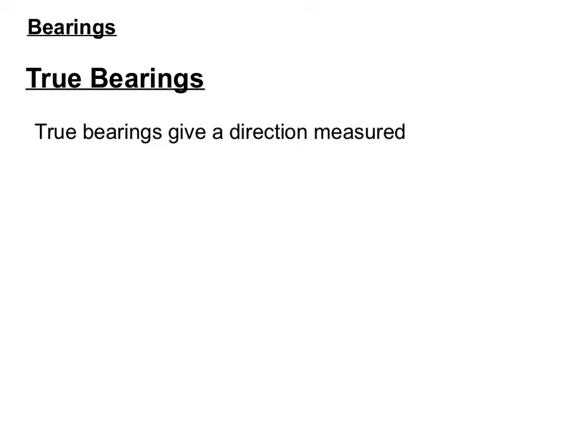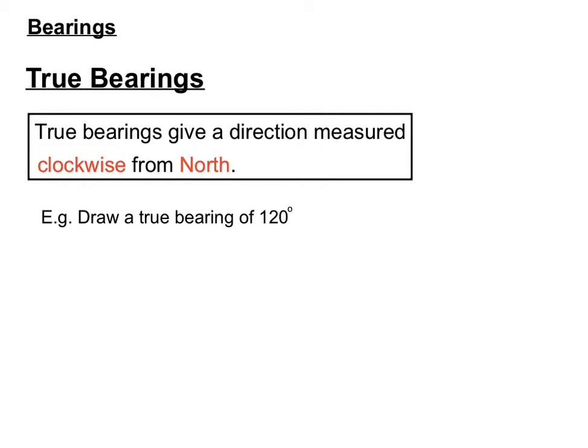True bearings give a direction measured in a special way. They give a direction measured clockwise every time and starting from north. For example, if we wanted to draw a true bearing of 120 degrees, we'll have a bit of a compass diagram here: north, east, south and west, and we'll always go from north. And we'll need to go clockwise from north, and we'd need to go 120 degrees around there.